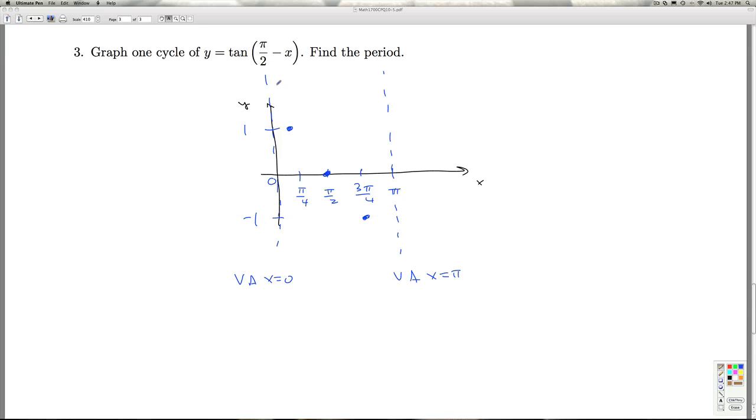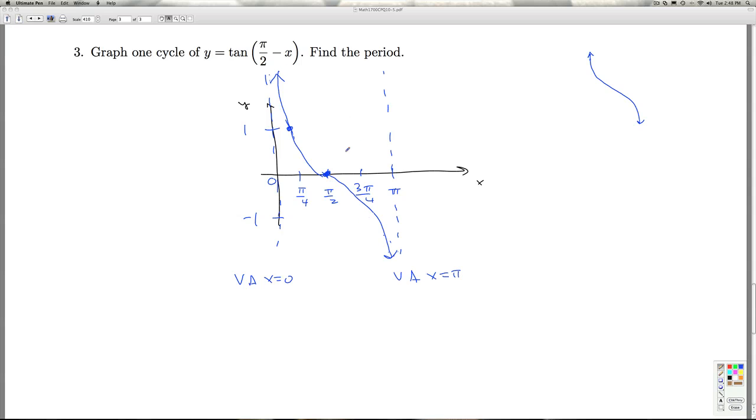Now I connect the dots in a pleasing tangent-like fashion. So it comes down and heads over and heads down. That's not a very pleasing tangent fashion. It's because my y scale is skewed, so it's getting more stretched out than it should be. The tangent and cotangent curves should look something like that. Something like that. That's as good as I'm going to get it here on the tablet.